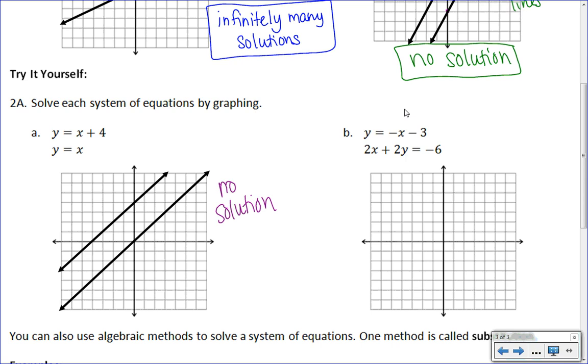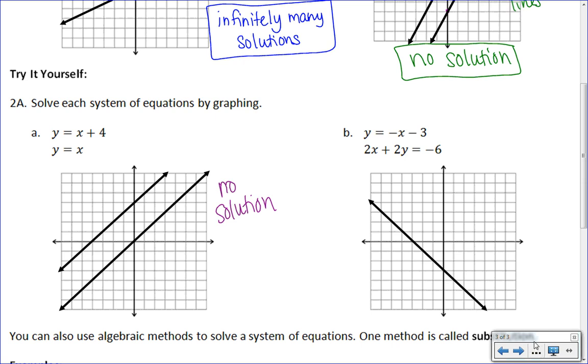For the second one, y equals negative x minus 3, and 2x plus 2y equals negative 6. When you graph the first one, you get a line that looks like this.